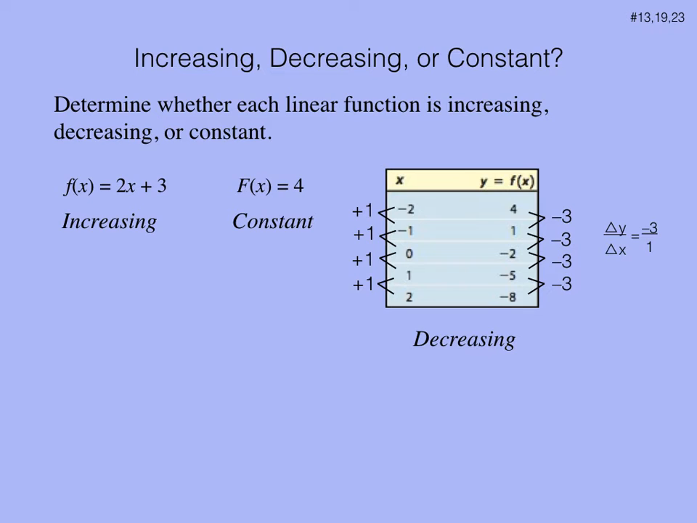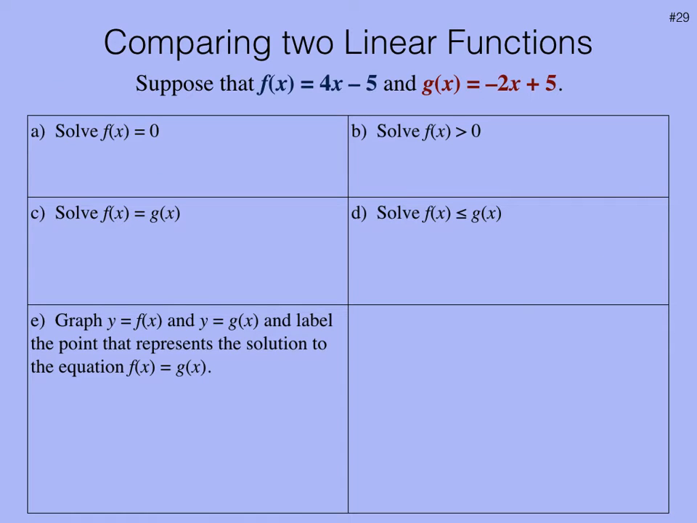Sometimes we'll be asked to compare 2 linear functions. Here we have linear functions f of x and g of x. We know they're linear functions because they're in the form y equals mx plus b. You can see that f has an increasing rate of change and g has a decreasing rate of change. But we don't have graph paper, so we can consider some of these questions algebraically.